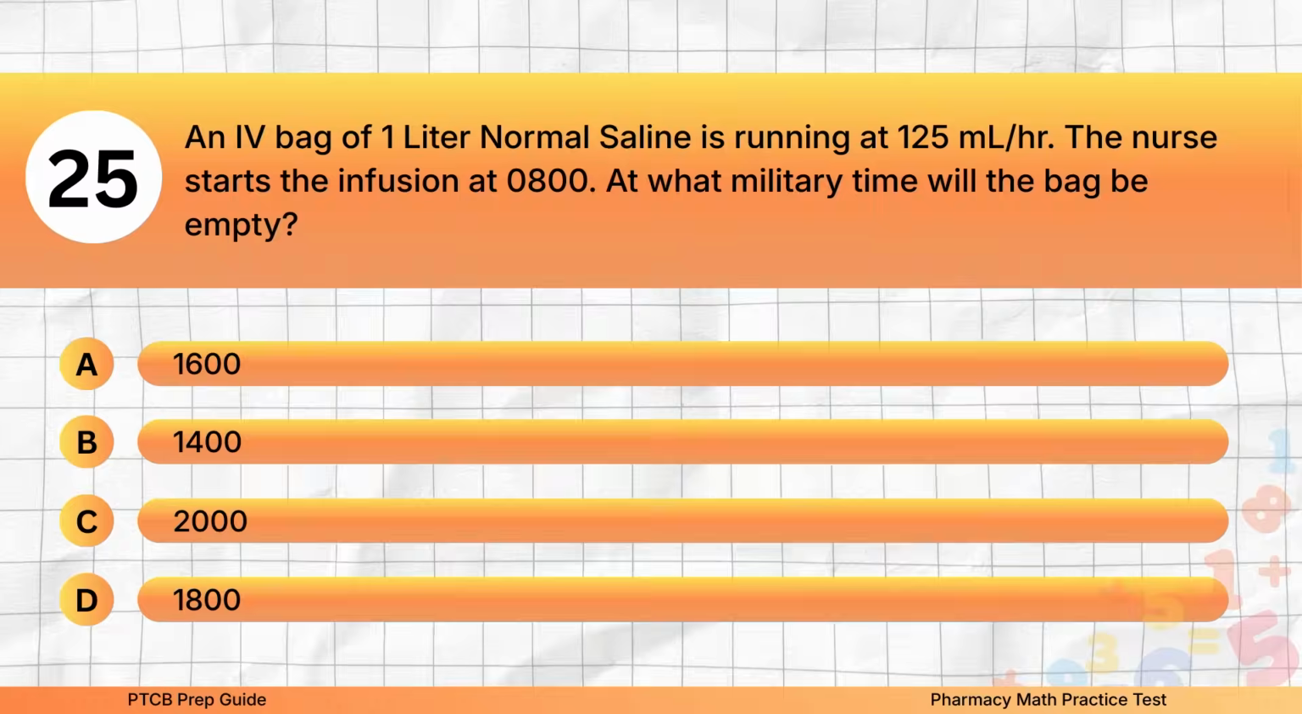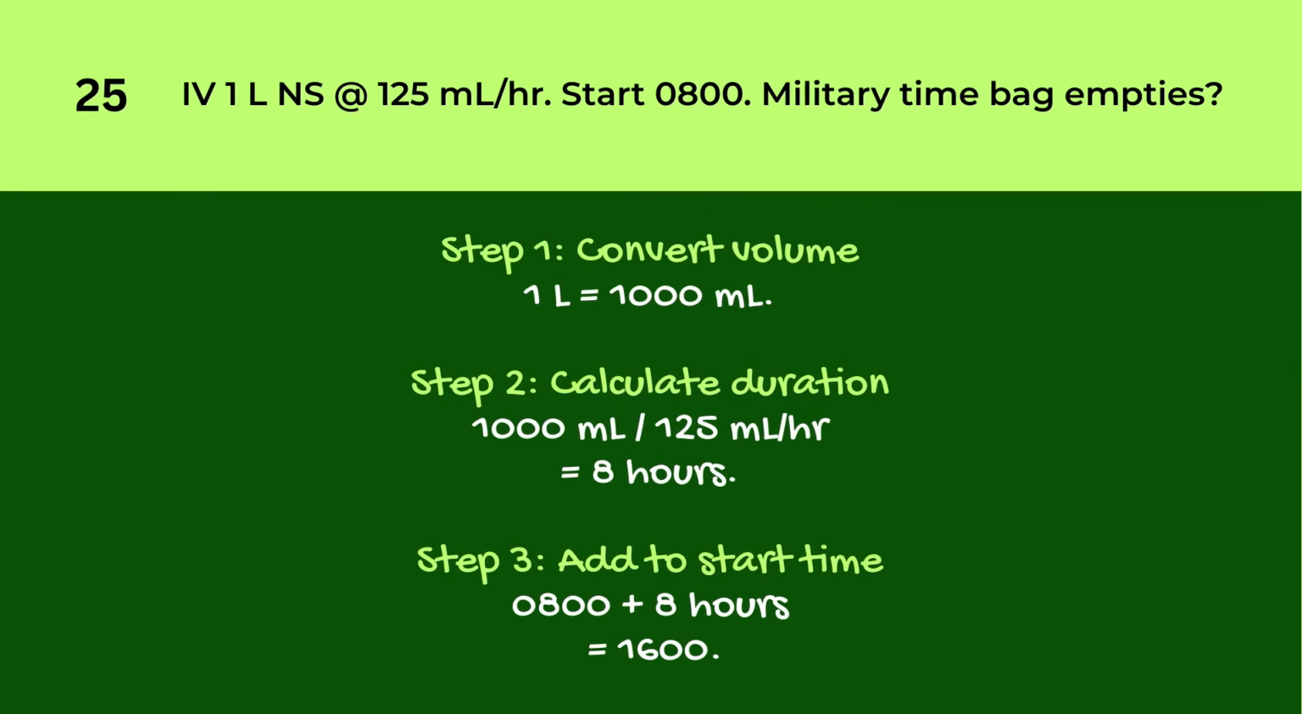First, remember that 1 liter is equal to 1,000 milliliters. We calculate the duration by dividing the total volume of 1,000 milliliters by the rate of 125 milliliters per hour. This gives us exactly 8 hours. Now we just add 8 hours to the start time of 0800. 0800 plus 8 hours brings us to 1600. The clock stops at 1600.